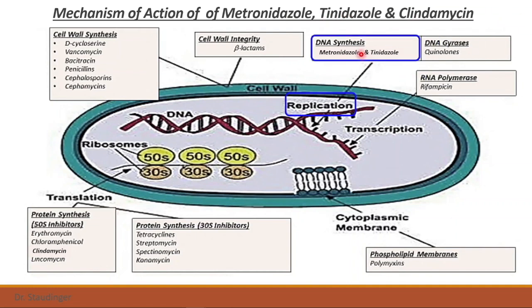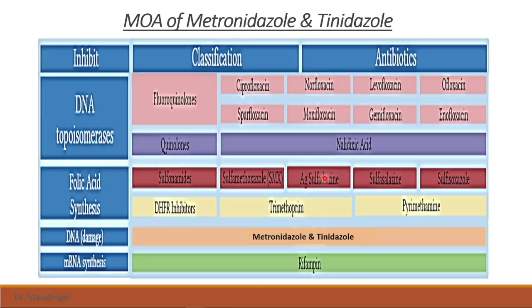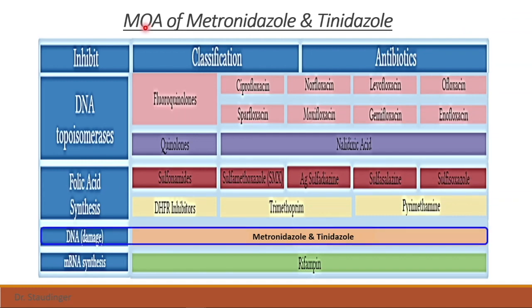Metronidazole and tinidazole are nitroimidazole compounds. Metronidazole is first generation, tinidazole is second generation. They inhibit DNA synthesis and DNA replication, whereas the lincosamide clindamycin inhibits 50S ribosomal activity to inhibit translation. Here is an alternative look at the mechanism of action of metronidazole and tinidazole. Both of these compounds cause DNA damage to inhibit DNA replication.